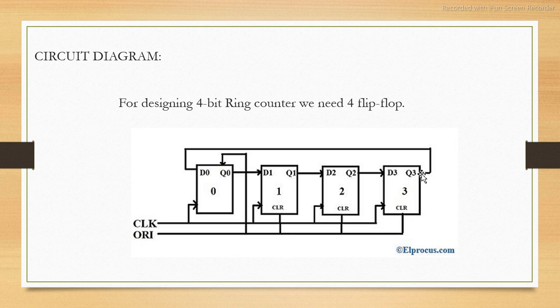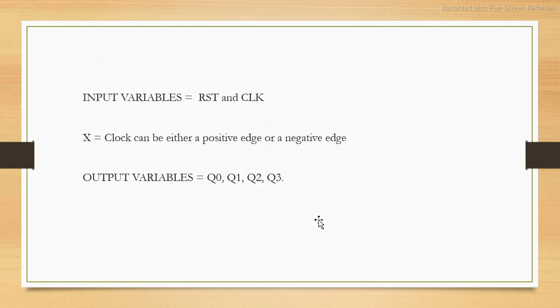When the last output is connected to the first input, it can continuously happen, and it is called the ring counter. Input variables are RST and clock pulses. The clock can be either a positive edge or negative edge. Output variables are Q0, Q1, Q2, Q3.